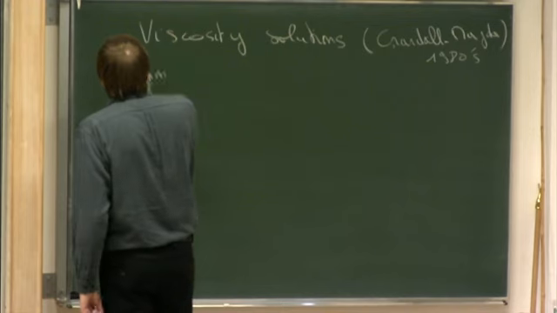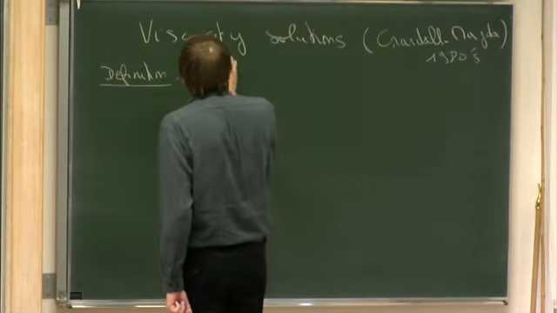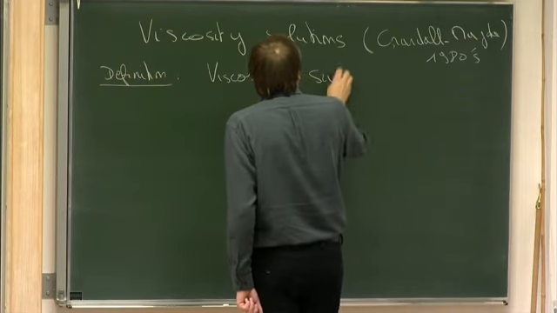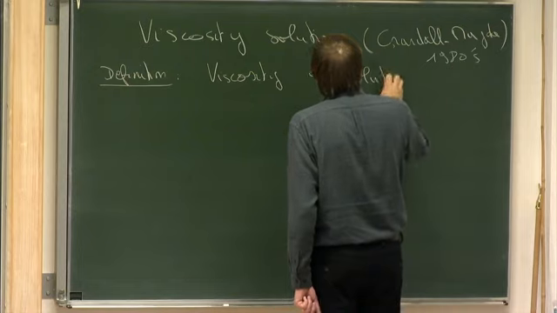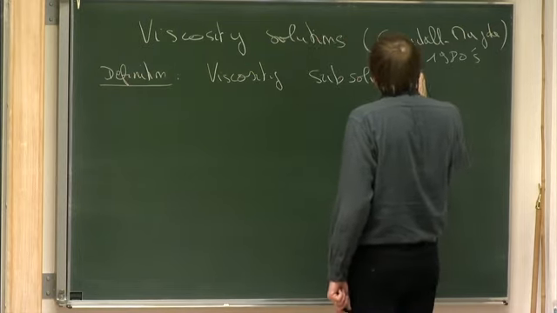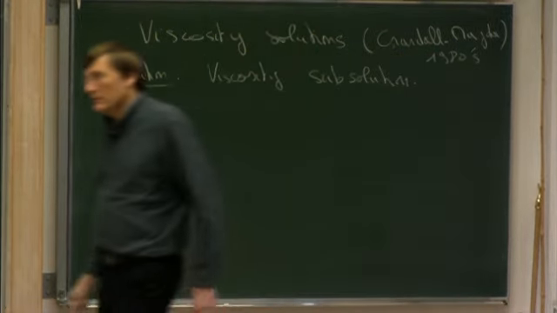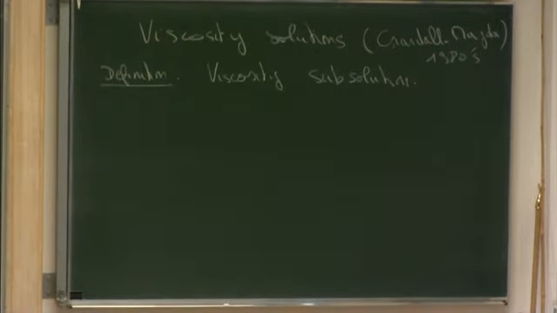So viscosity solutions are defined as follows. If you want to make a viscosity subsolution, you take test functions. Question, please, Benoit. I interrupt you because we are getting into something new, viscosity solutions. So what is the reason that you cannot do it with weak solutions? Why do you do viscosity?